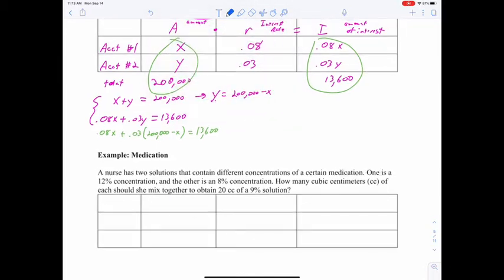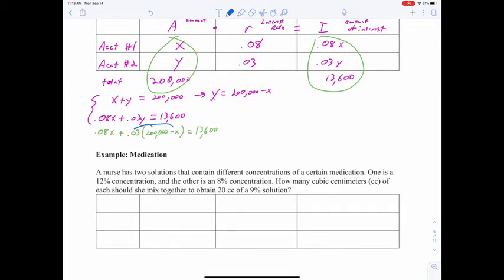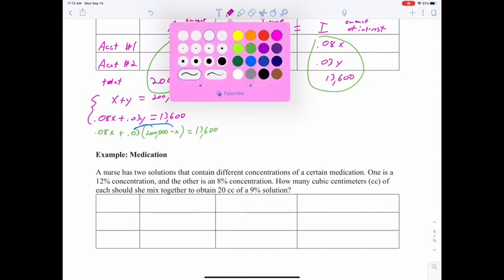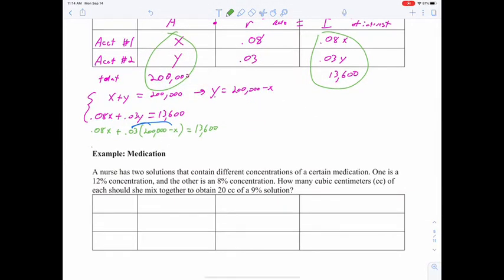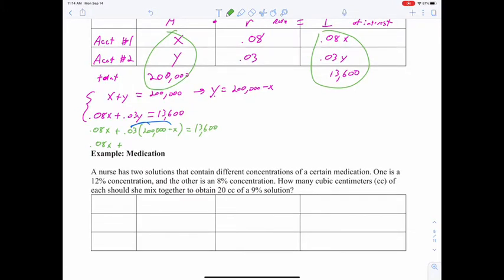What we're going to do is distribute this 0.03, right? Because it's outside the parentheses. We have to distribute into the parentheses. All right, so we get 0.08x plus 0.03 times 200,000. Use a calculator if you need, that is $6,000. And then minus 0.03x, right, equals 13,600.